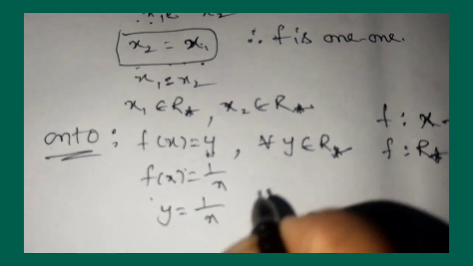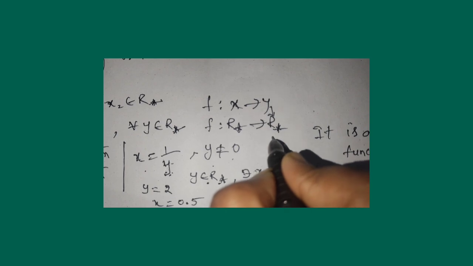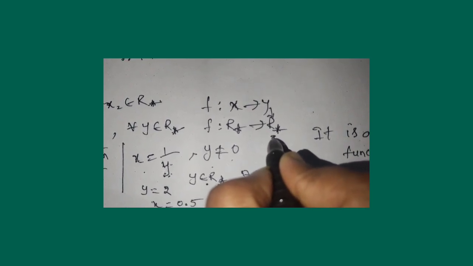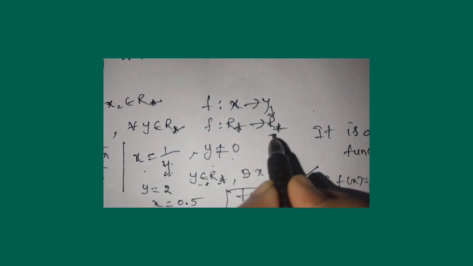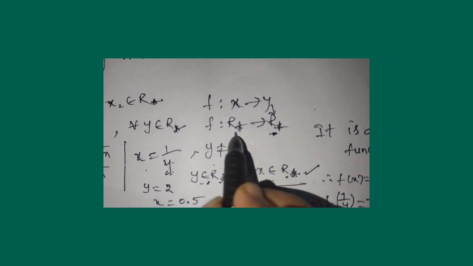Now I want the x value. Here y is not equal to 0. If y is 0, then x is undefined. And for an onto function, y belongs to the codomain. What is the codomain in the function? It is the codomain, the non-zero real numbers. So it is output. Y belongs to this one. There exists x belongs to non-zero real numbers. What is x here? Non-zero real number. So there exists x belongs to non-zero real numbers. And for example, y is equal to 2. 2 is a non-zero real number.